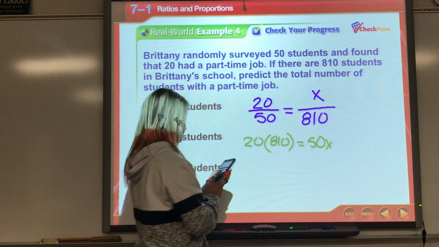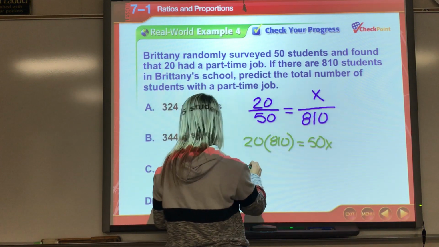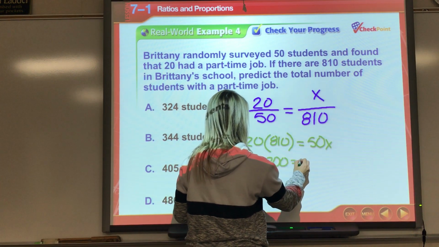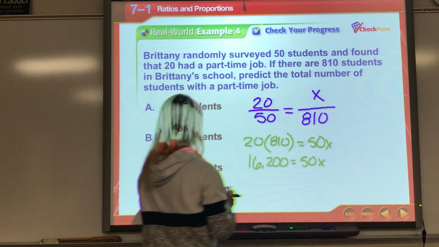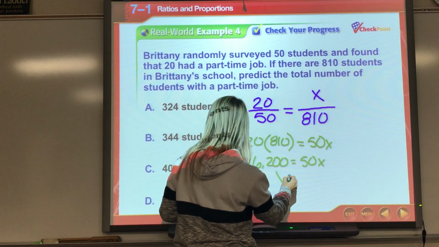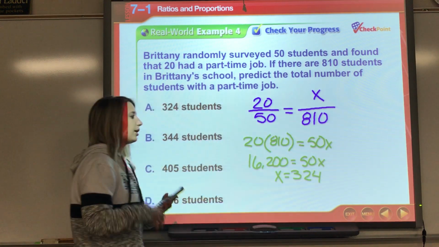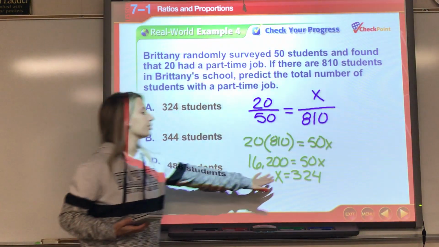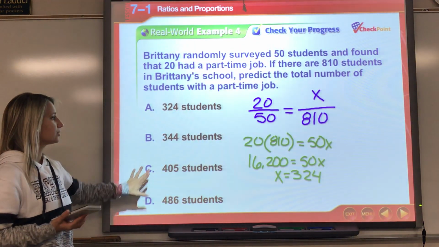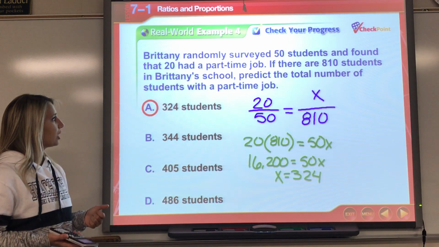I shouldn't even need that. So I get 16,200 equals 50x. Now when I divide by 50, I get x equals 324. So now that answer is saying that about 324 out of the total 810 students is our prediction of how many have a part-time job.